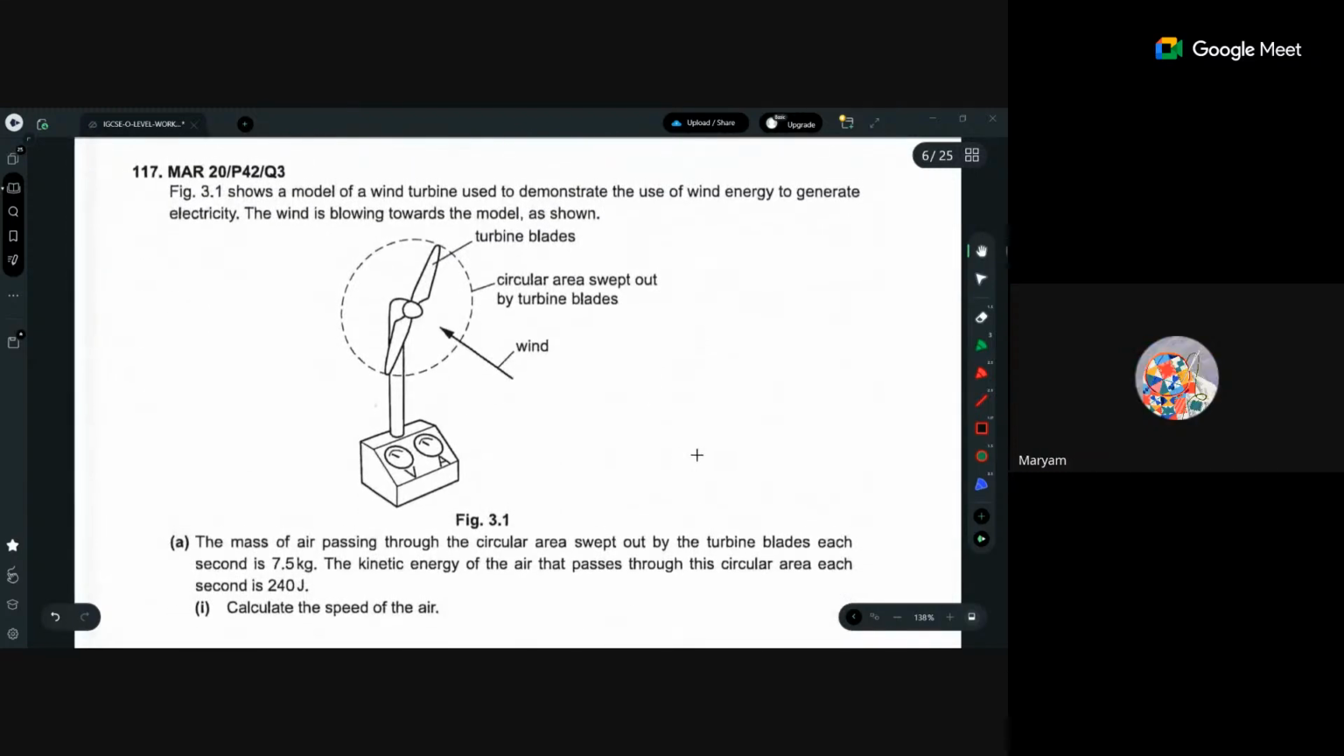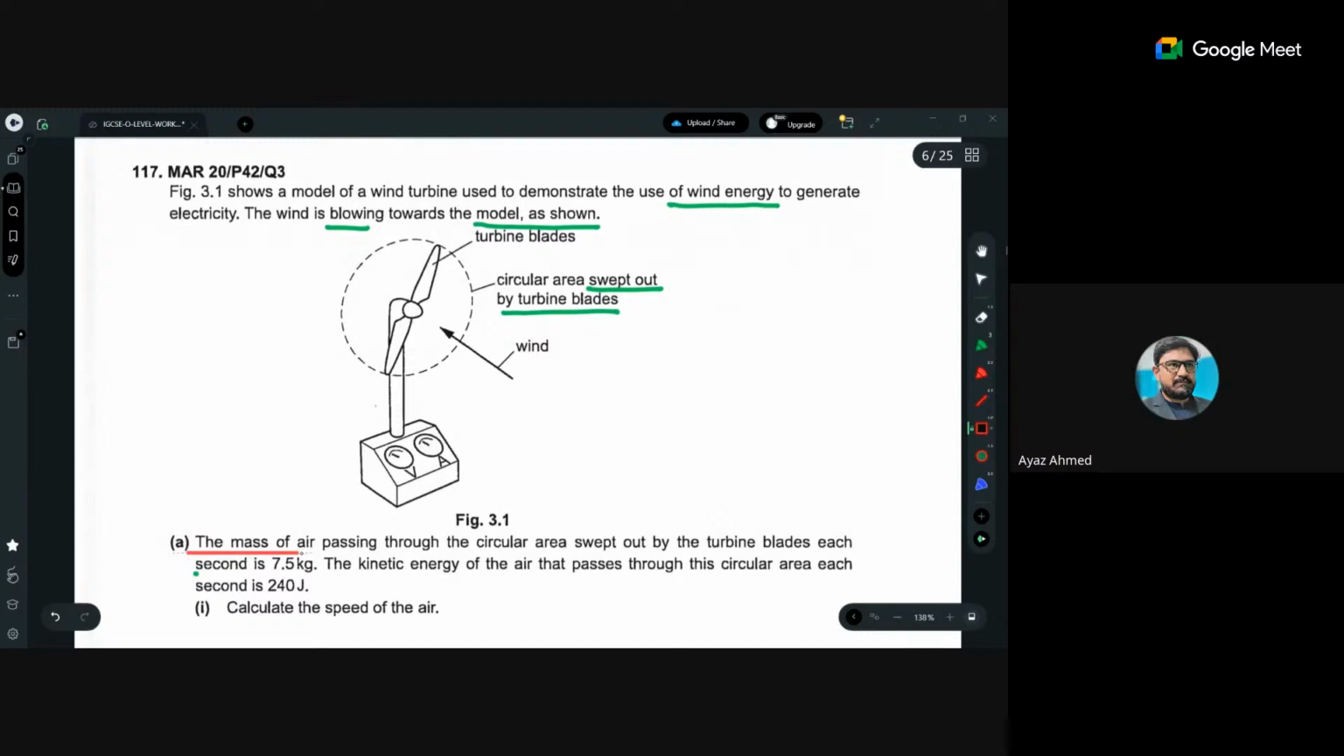No, sir. Okay, now the same type of question is asked in a different variant of another paper. It is related to a wind turbine. Question 3.1 shows the model of a wind turbine used to demonstrate how wind energy generates electricity. The wind is blowing towards the model as shown in the figure. There is a circular area swept out by the turbine blades, and voltage and ampere are written here. So the generator is fixed at the bottom of this turbine. The mass of the air passing through the circular area swept out by the turbine blades each second is 0.75 kg.